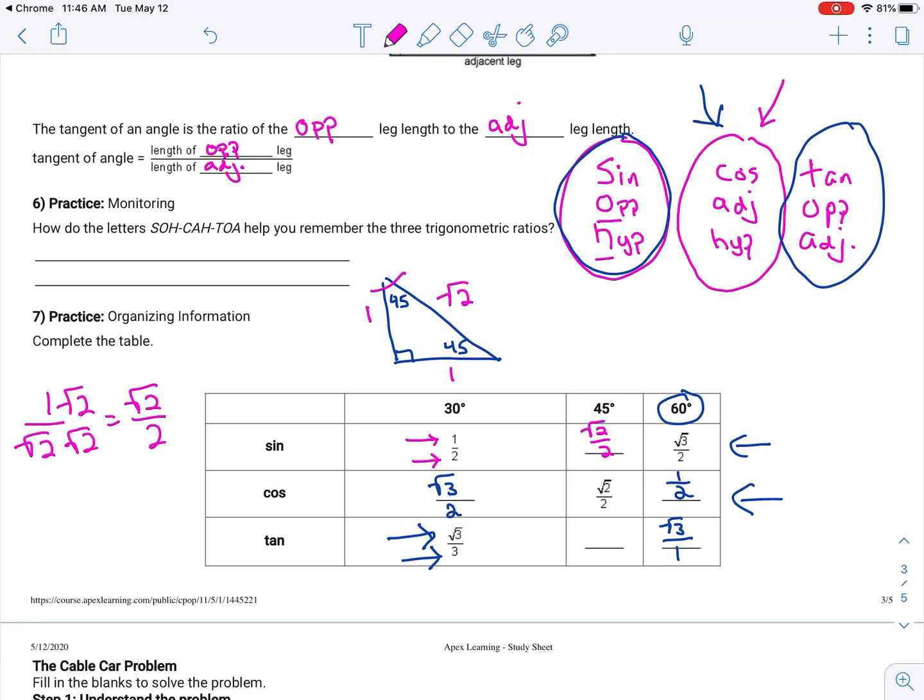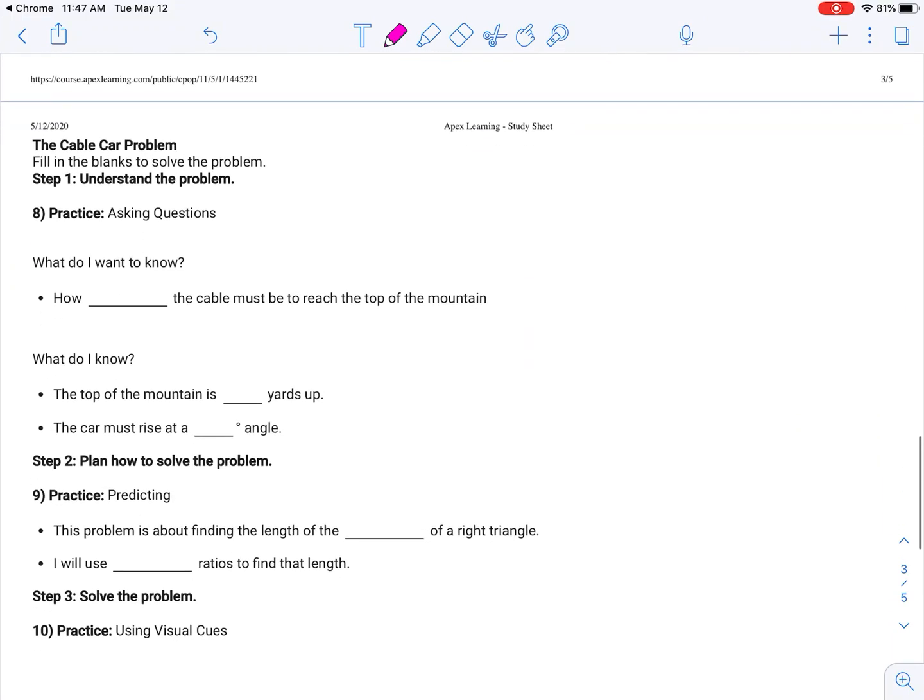Cosine's done for you, but let's talk through it. That would be adjacent over hypotenuse. So what's adjacent to this? 1 over the hypotenuse. It's the same thing. Tangent. What's opposite the 45-degree angle? 1. And what's adjacent? 1. So tangent is 1.